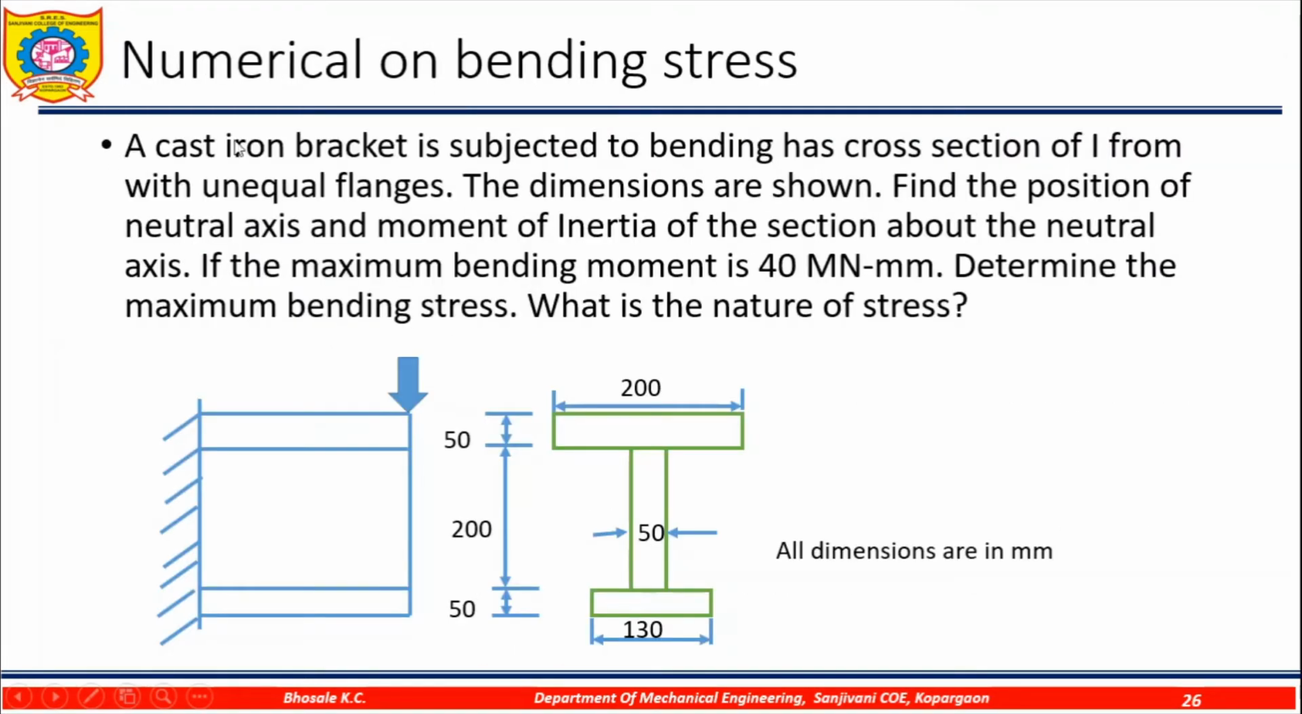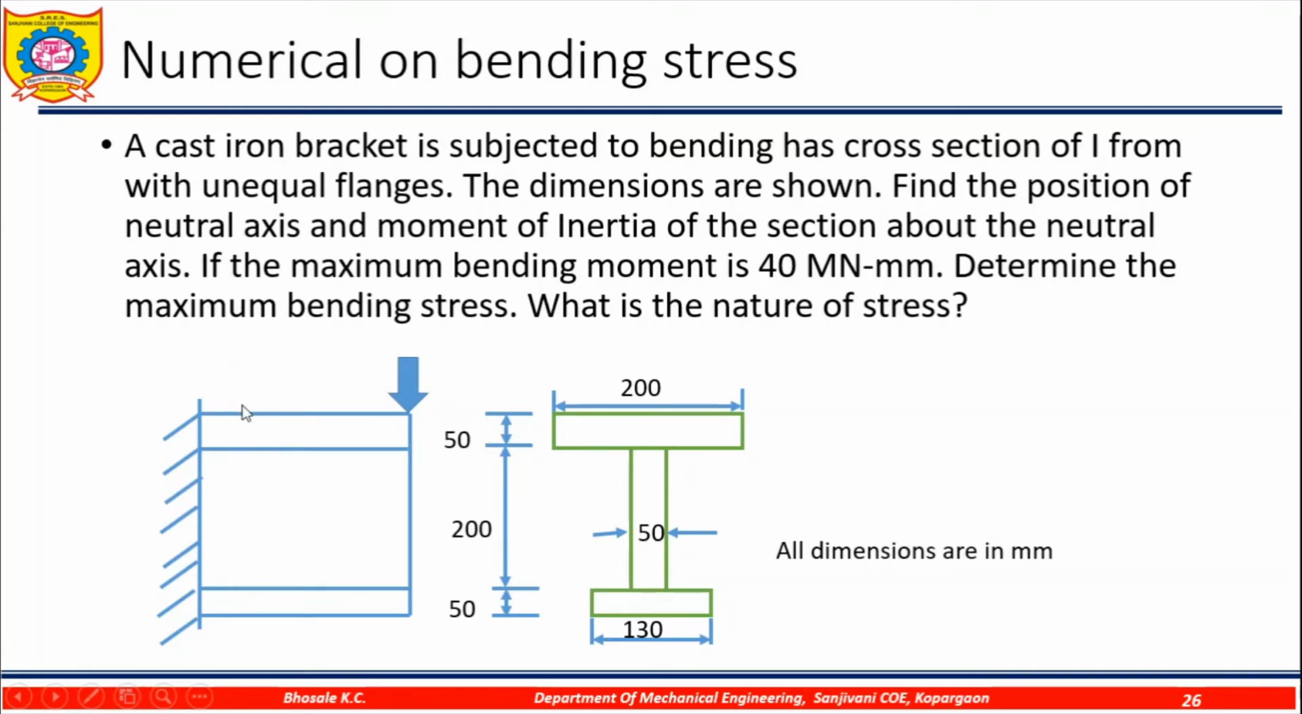So this is a numerical: a cast iron bracket is subjected to bending, with a cross section of I form with unequal flanges. The dimensions are shown in the figure. Find the position of the neutral axis and the moment of inertia of the section about the neutral axis. If the maximum bending moment is 40 meganewton into millimeter, determine the maximum bending stress. What is the nature of the stress?